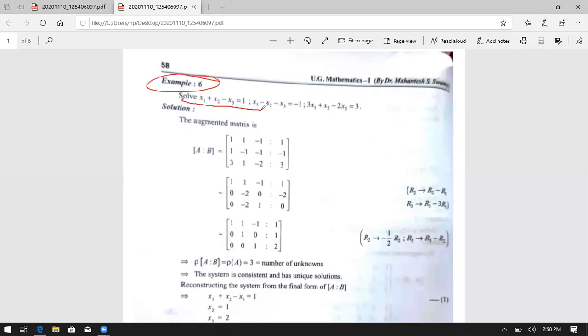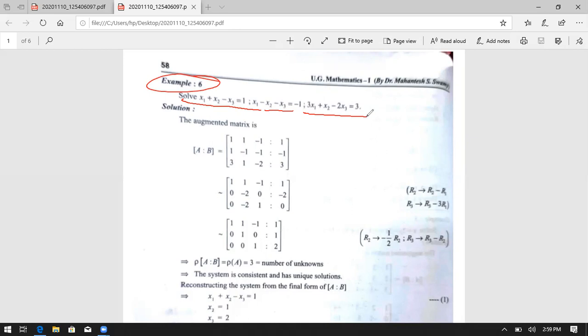It is x1 plus x2 minus x3 is equal to 1. Then the second equation, that is x1 minus x2 minus x3 is equal to minus 1. Then the third equation, that is 3x1 plus x2 minus 2x3 is equal to 3. Okay, this is your equation.